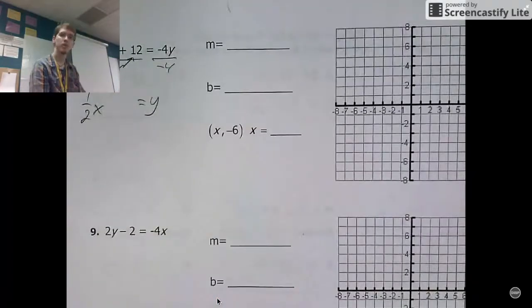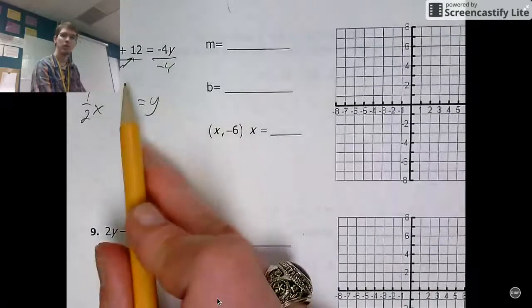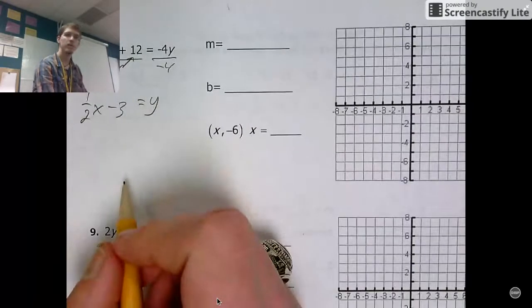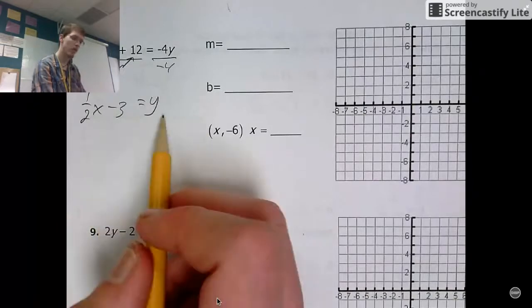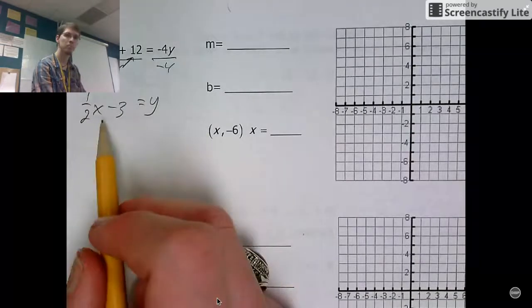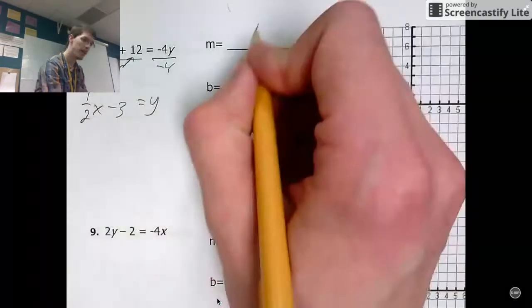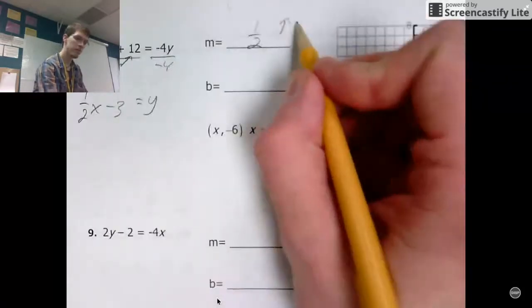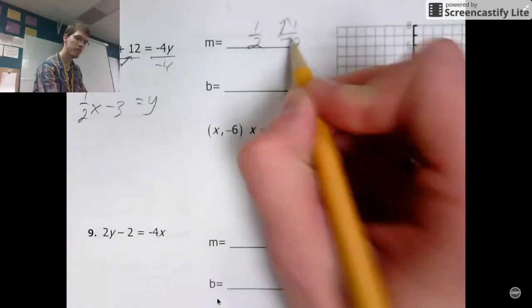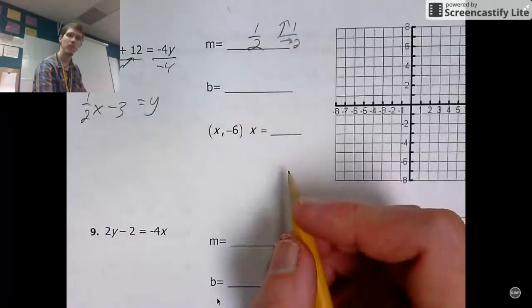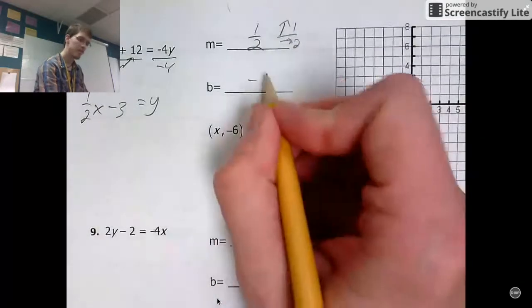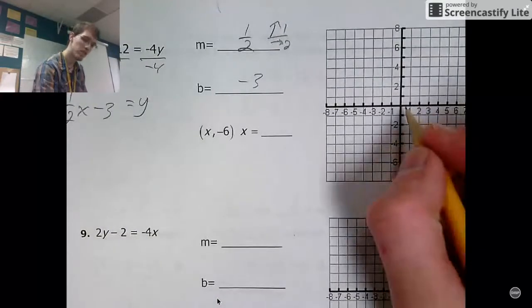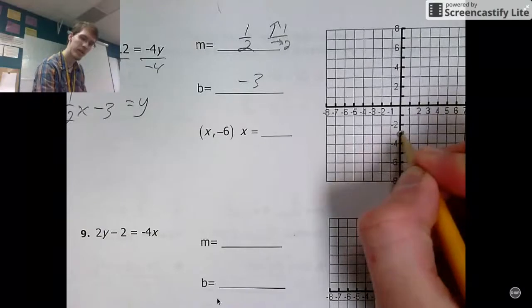2x. Positive 12 divided by negative 4 is negative 3. So as far as my slope and my y-intercept here, y equals mx plus b. So m is 1/2, which is up 1 to the right 2. b is negative 3. So I'm going to start at the point 0, negative 3. Always start on my y-axis.